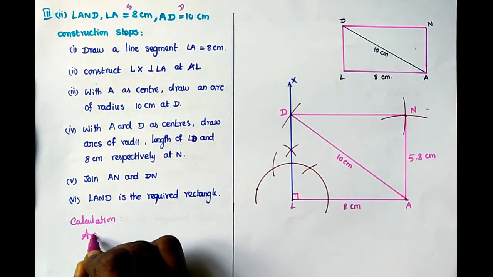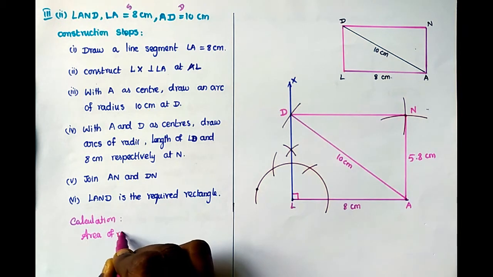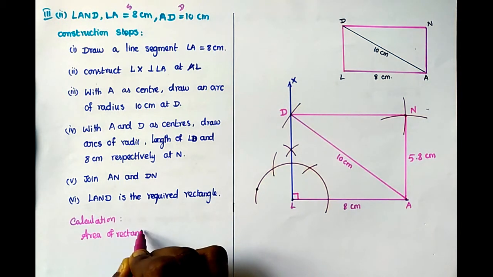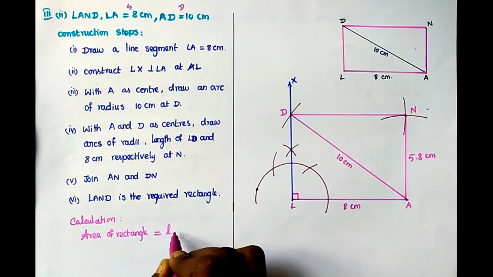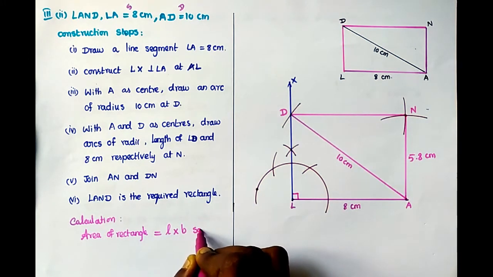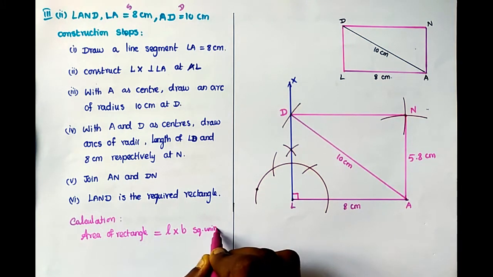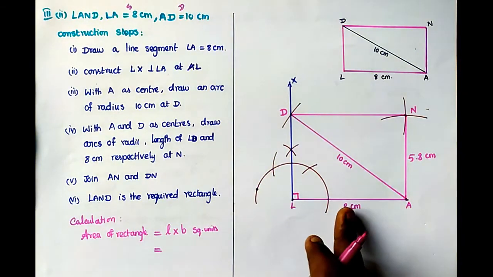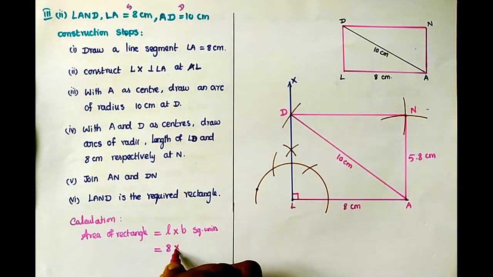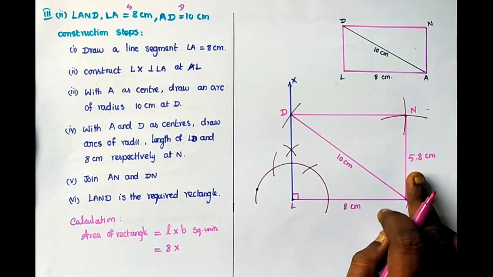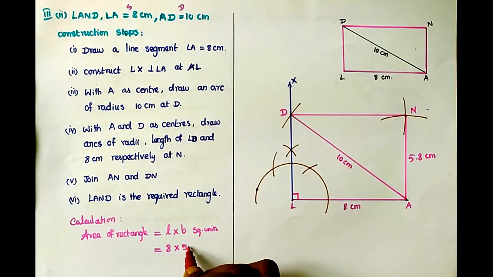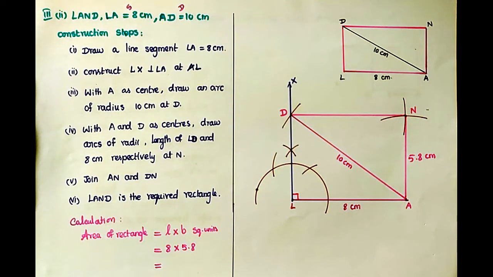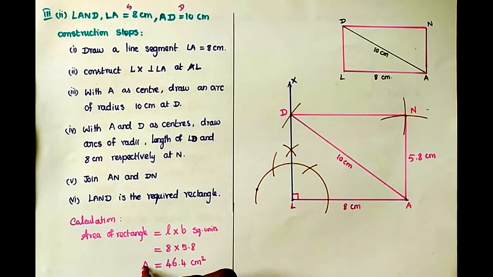Area of rectangle. What is the formula for area of rectangle? L into B square units. What is L here? 8 centimeter, and breadth we found that is 5.8. Multiply these two numbers, we get 46.4 centimeter square. That is area.